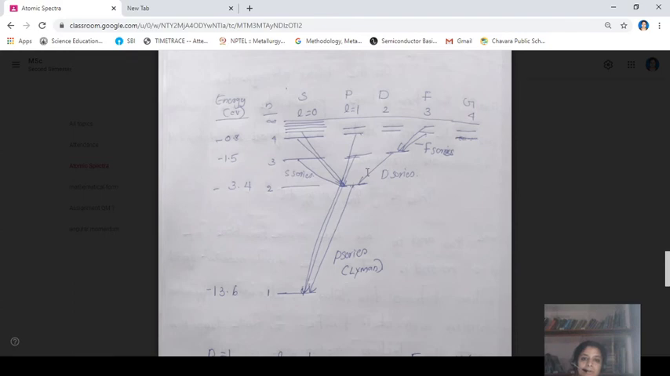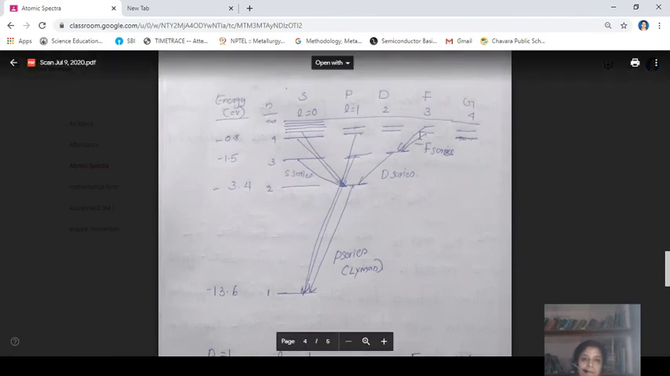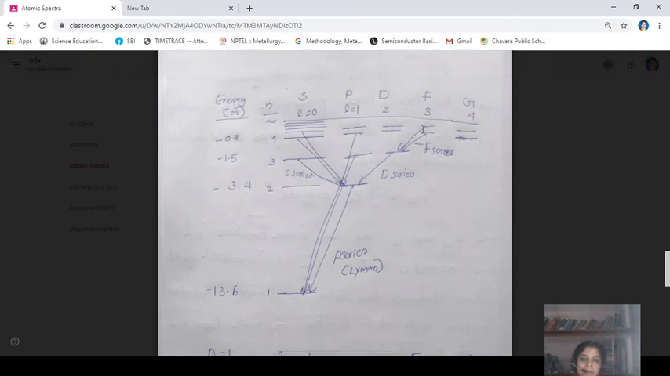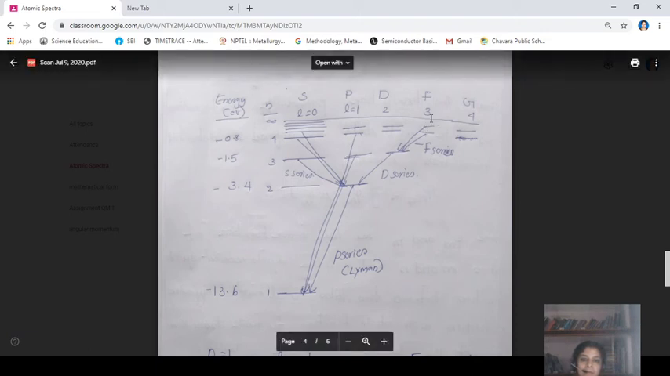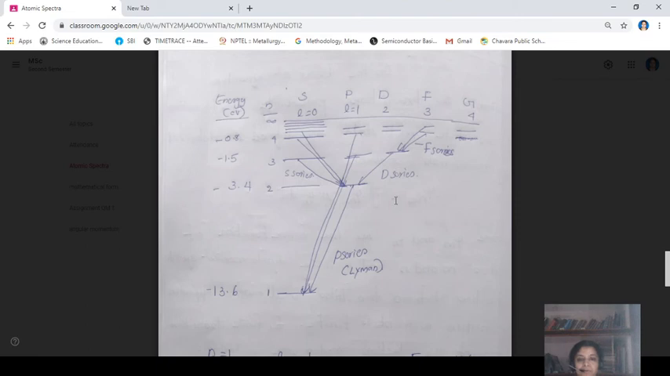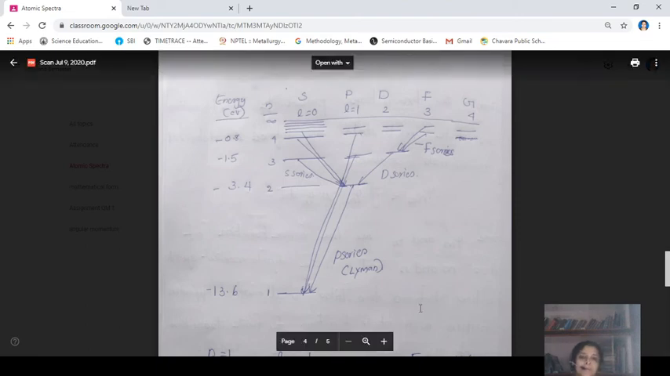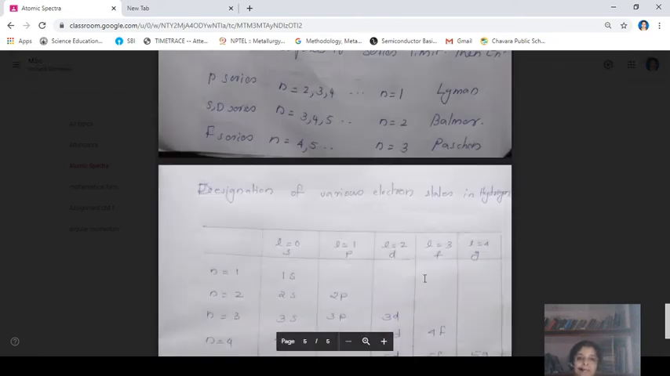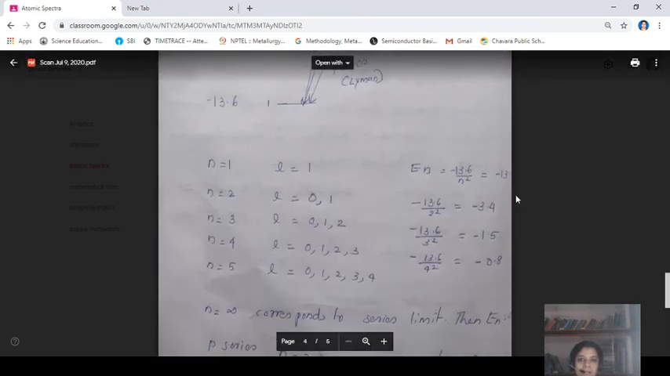Again, the F series is from n equal to 3, and L equal to 3 to L equal to 2. Like that you can have various types of transition as per the selection rules. So we can summarize these transitions.